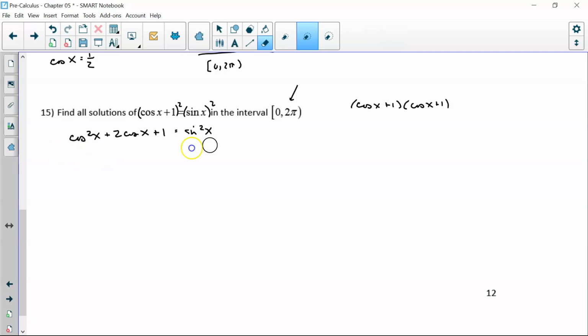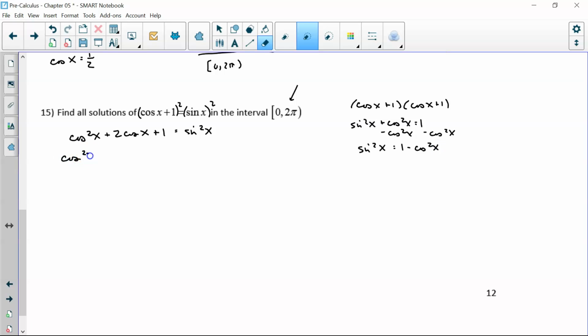Actually, before we do that, I see sine and cosine, and I don't want that. Now we know that sine squared of x plus cosine squared of x equals 1. I'm going to isolate the sine, so I'm going to subtract cosine squared of x from both sides. Sine squared of x equals 1 minus the cosine squared of x. So we get cosine squared of x plus 2 cosine of x plus 1 equals, instead of writing sine squared, 1 minus cosine squared. And now we'll isolate. So we're going to add a cosine squared to both sides, and we're going to subtract 1 from both sides.